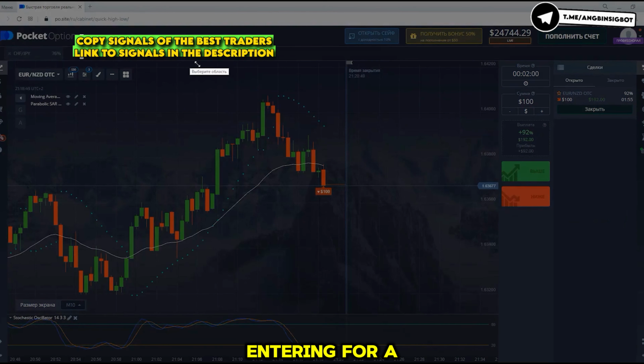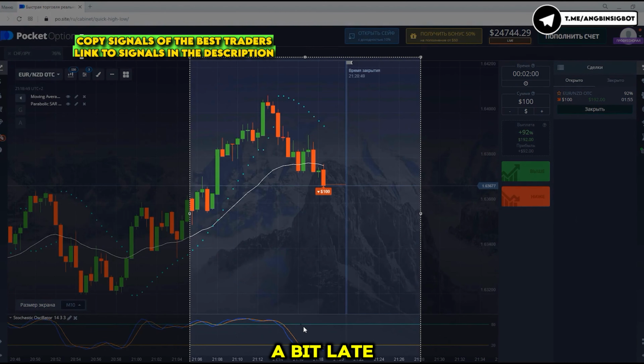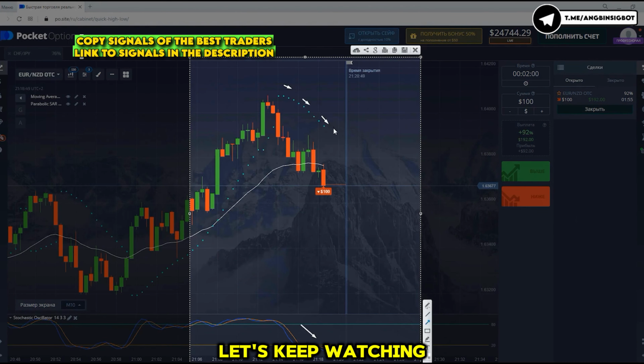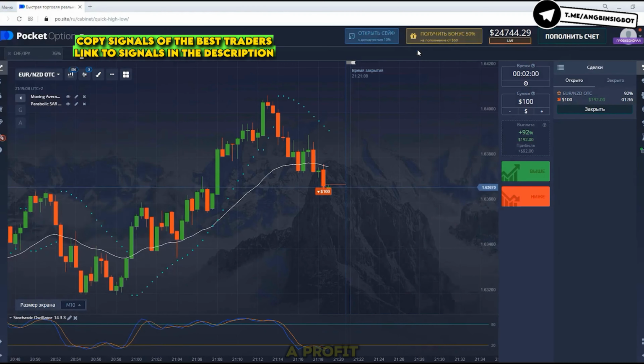Here I am entering for a downward move. The stochastic shows a downward trend, although I was a bit late with it. I waited a long time for a good entry point. Let's keep watching. The parabolic also indicates a downward movement. Additionally, the chart is positioned below this moving average. All of this provides us with a good entry point and theoretically gives us the right to expect a profit.